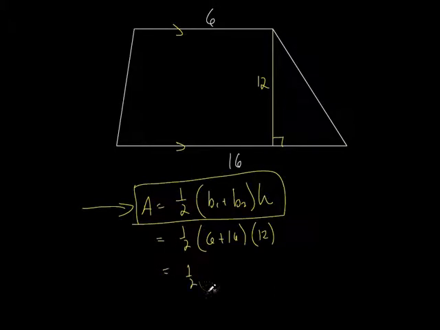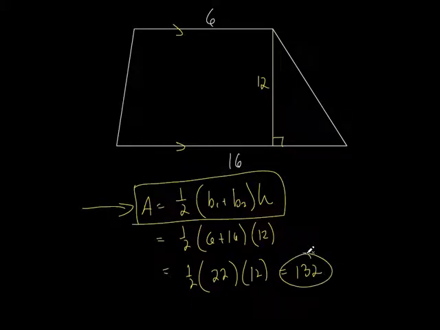So we've got 1/2. What is that? 22. Is that right? Yeah. And then 12. And 1/2 of 22 is 11, and that's 132. Is that right? I have 195, but when you put the 1/2 in this one, shouldn't you put parentheses around it? You should put parentheses around this.